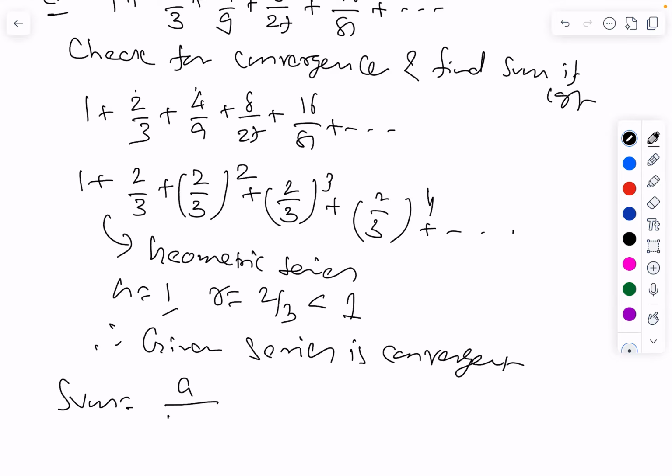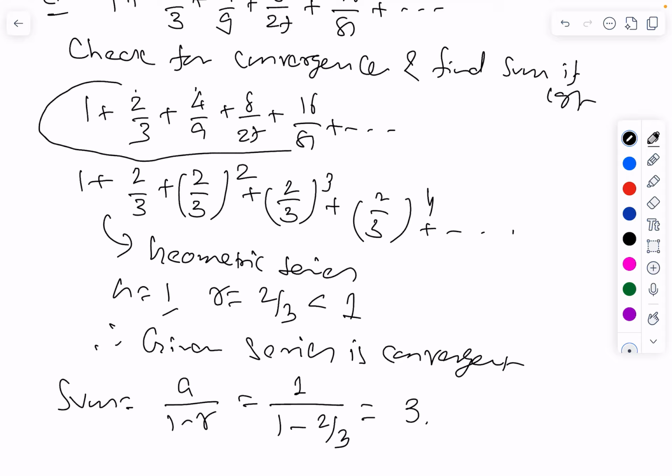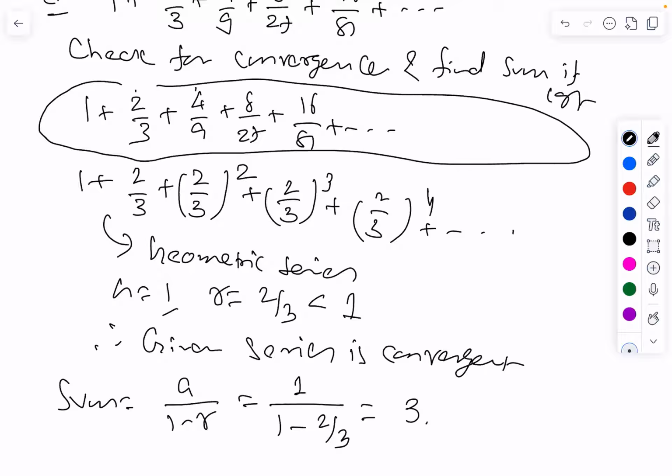What is the sum? A upon 1 minus r. So A is 1, the first term. 1 minus r is 1 minus 2 by 3, so this is 3 minus 2, 1 upon 3. So the exact sum of this series, you have infinitely many terms, but its exact sum is 3. Okay, so that is one example.